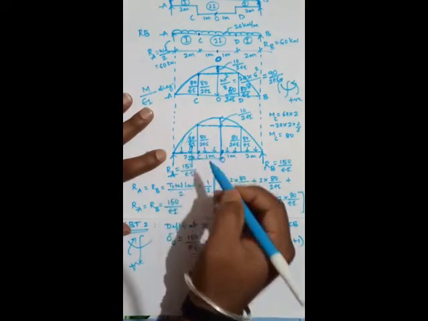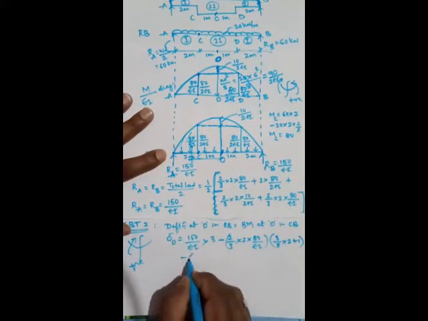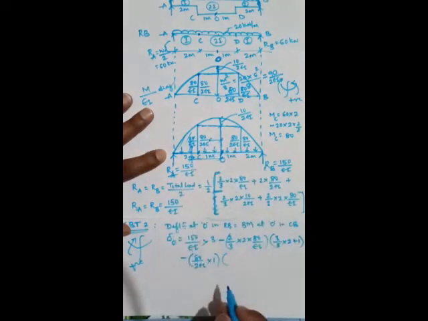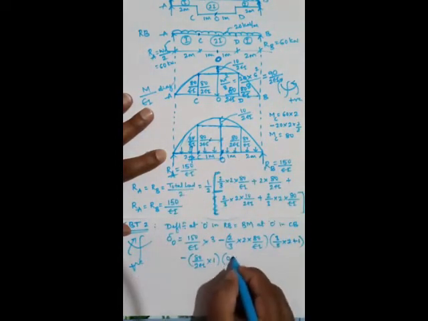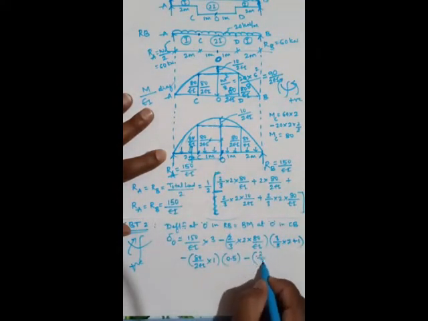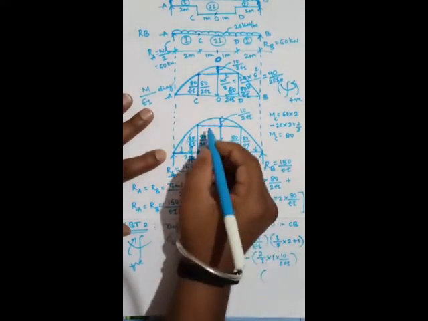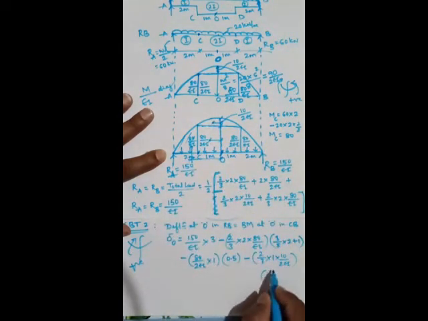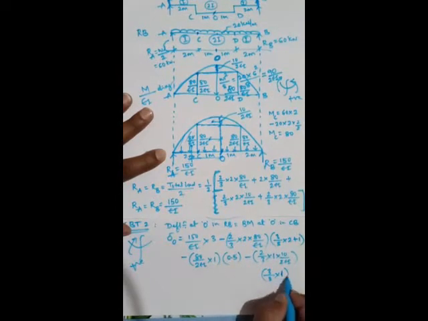Then this figure area is 80 by 2 EI into 1, and the perpendicular distance from here to here is 1 divided by 2, means 0.5, minus this. 2/3 of base is 1 meter into height is 10 by 2 EI into the distance from here to here, it is again the same like this, that is 3/8 of L, L is 1 meter, okay?